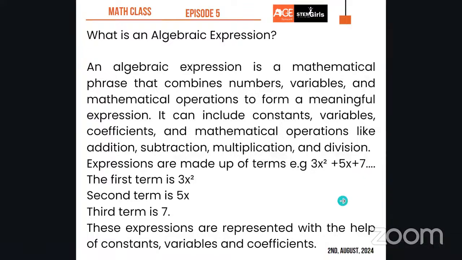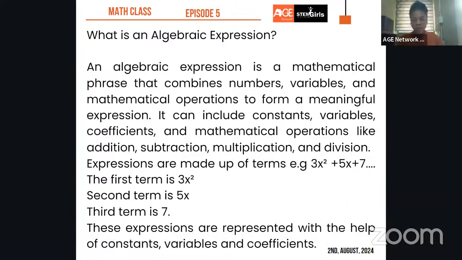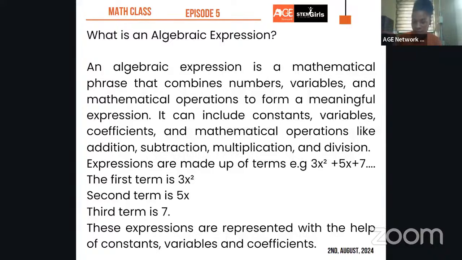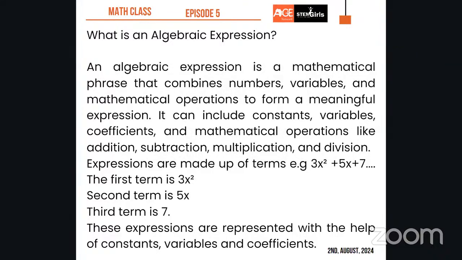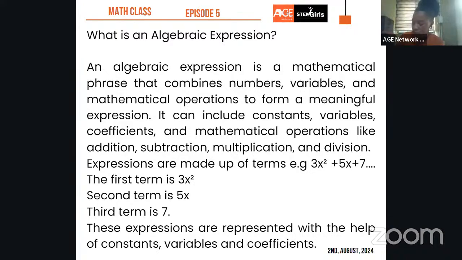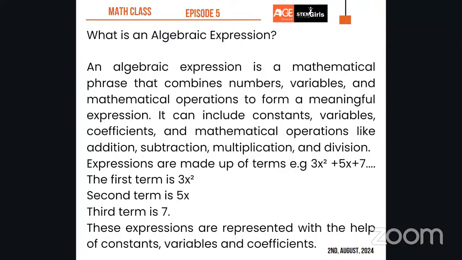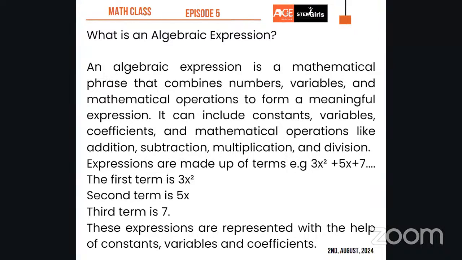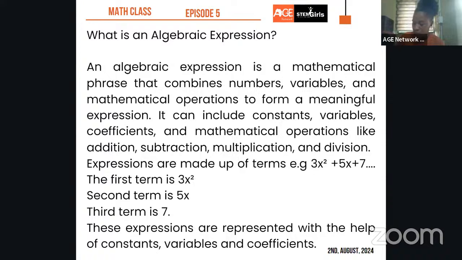Now I have 3x squared plus 5x plus 7. The coefficient of x squared in the first term is 3. That is the number that multiplies your unknown value. The unknown value there is your x. That is your variable. So the coefficient of x squared is 3. Now, for the second term, the coefficient of x is 5, while your variable is x.